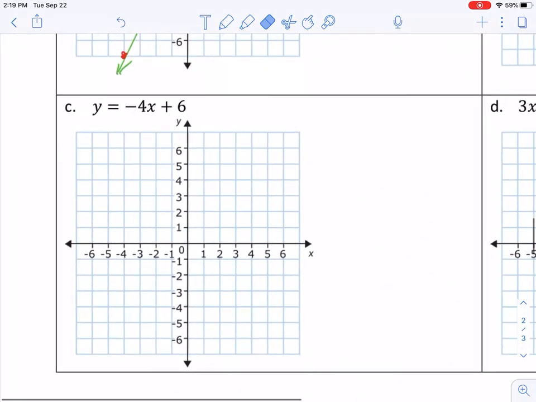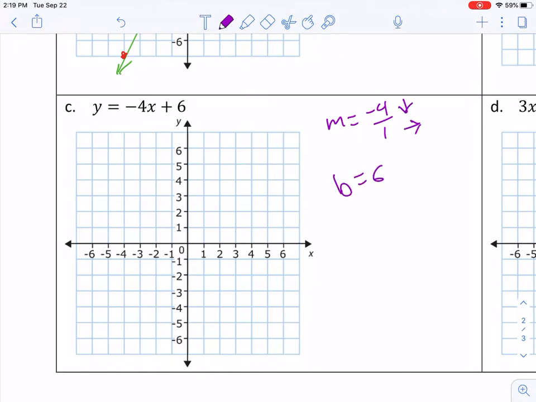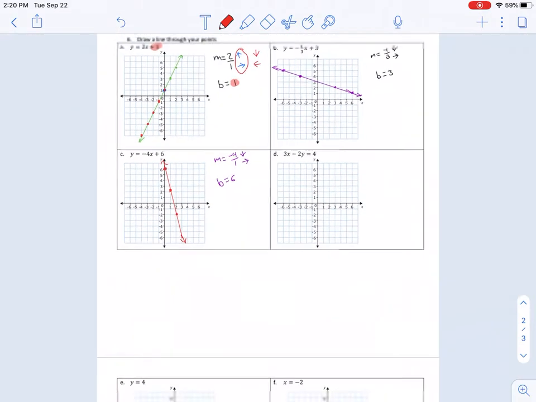Just a few more examples here. M equals -4. I'm going to put that over 1. That means we're going down and right. B equals 6. So I'm going to begin at 6. And then I move down 4, right 1, down 4, right 1, down 4, right 1. It's much easier with a ruler and on paper than it is on the iPad, but there's my line.